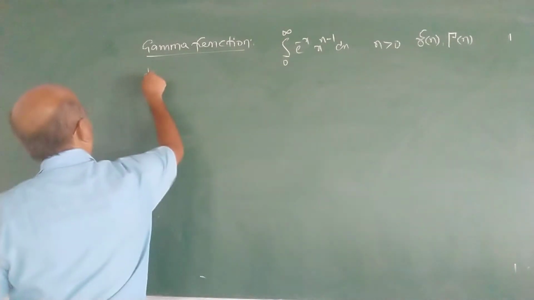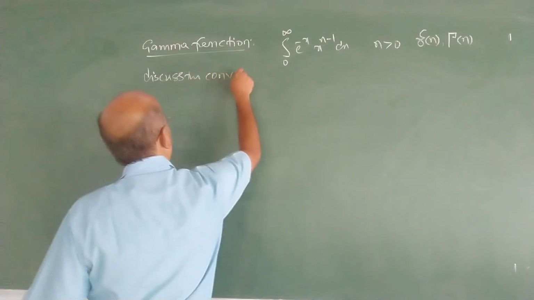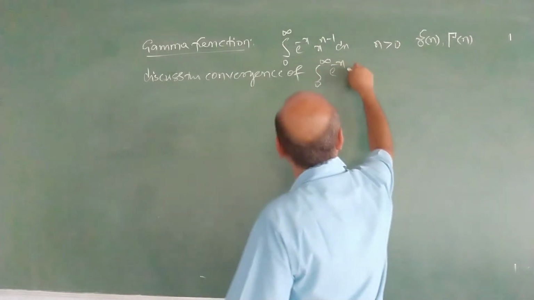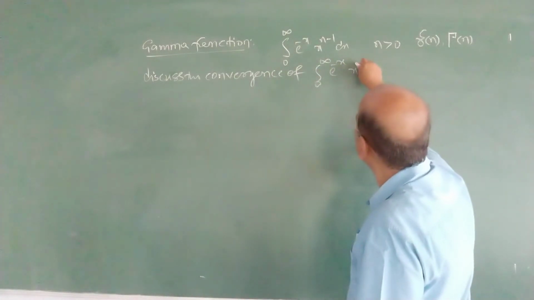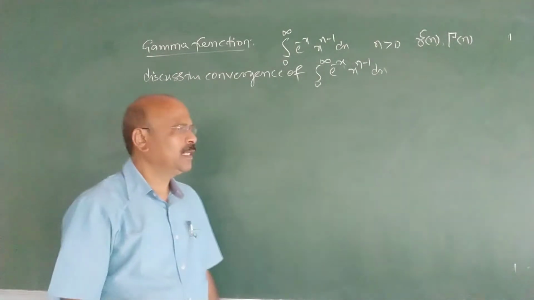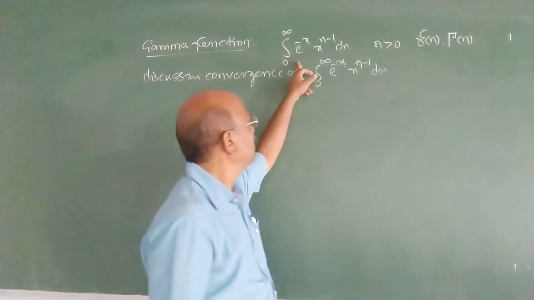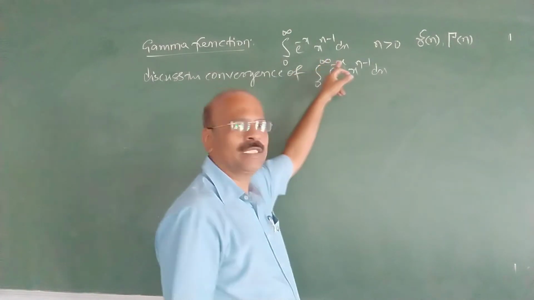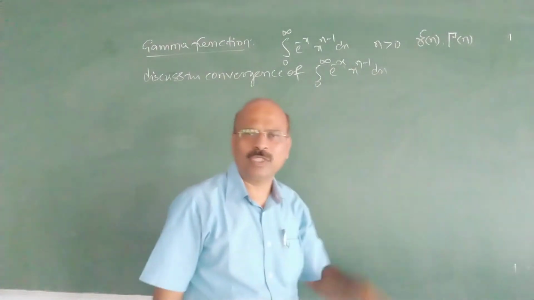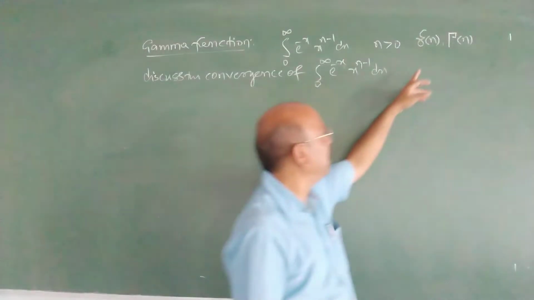Now discuss the convergence of 0 to infinity e raised to minus x, x raised to n minus 1. You can expect the question in this form. For 2 marks, a definition may be asked: define gamma function. Then you have to write this: 0 to infinity e raised to minus x, x raised to n minus 1 dx converges if n is greater than 0, and it is called gamma function, denoted by this notation.